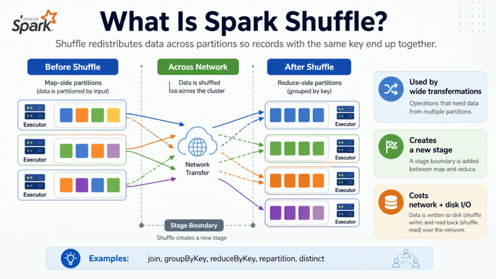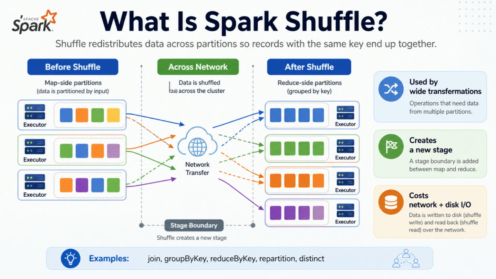For example, all blue records go to one reduce partition, all green records go to another, and so on. This grouping is essential for operations like aggregations or joins, where you need to bring together all related data. It makes it easier for Spark to process large volumes of information efficiently, as each partition can be handled independently.